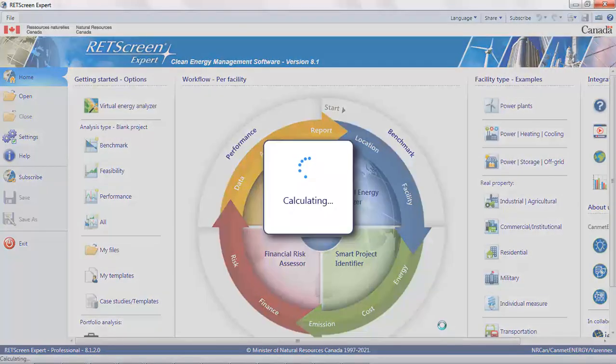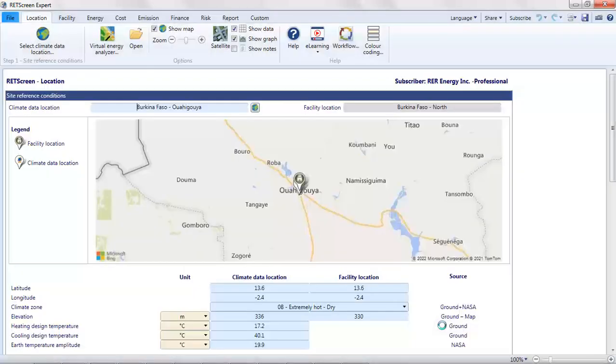Keep in mind that the cost estimates RETScreen provides, while generally reasonable for Canada, may not be typical for Burkina Faso. The analyst would need to verify and correct the cost estimates. Here we will make some guesses for local conditions in Burkina Faso. I'll want to use the local currency in this analysis.